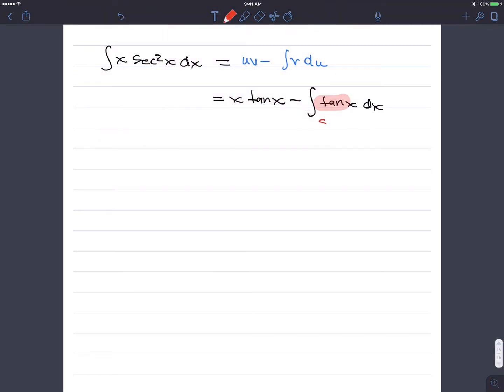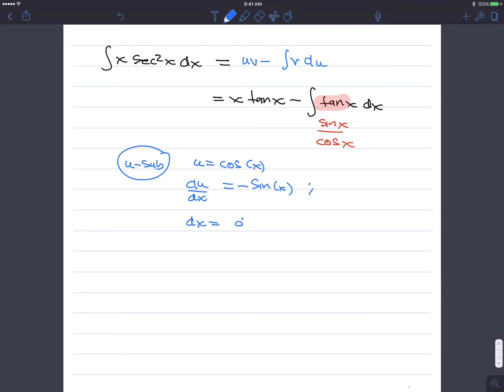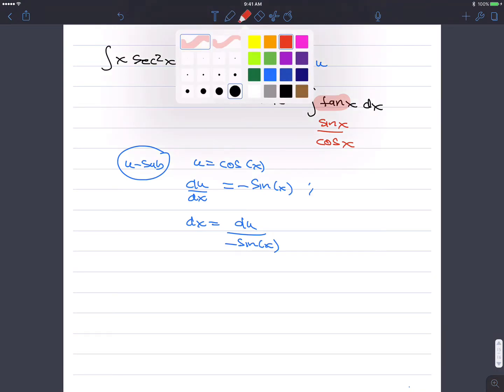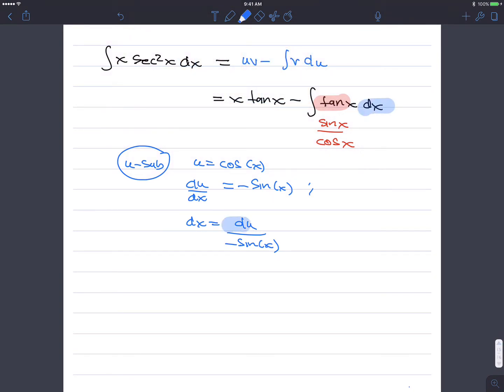We replaced tangent with sine over cosine, and then we use u sub, if you guys recall. u here will be cosine x, and so then du/dx is the derivative of cosine, which is minus sine. Or you can say simply that dx would be du over minus sine x. So I'm going to replace this dx with du over minus sine x. Let's see what we end up getting as an integral.